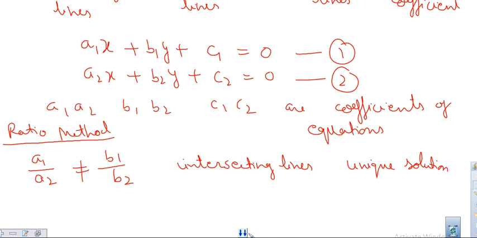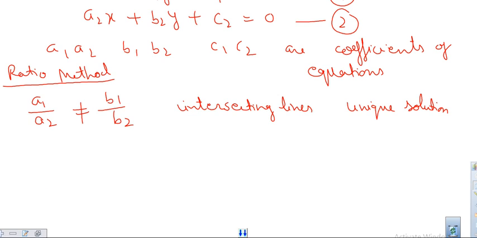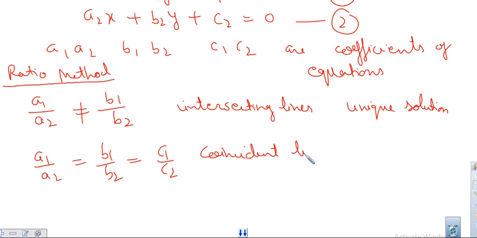Second condition: when all three ratios are equal, that means the ratio of a1 upon a2 equals the ratio of b1 and b2 equals the ratio of c1 and c2, then the graph comes out to be coincident lines. That means infinite solutions. You will find infinite solutions.